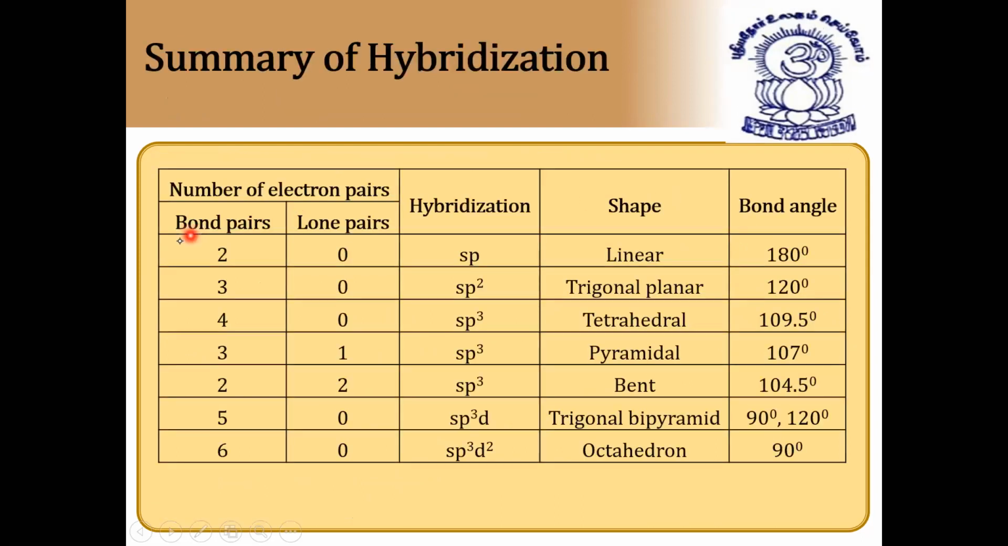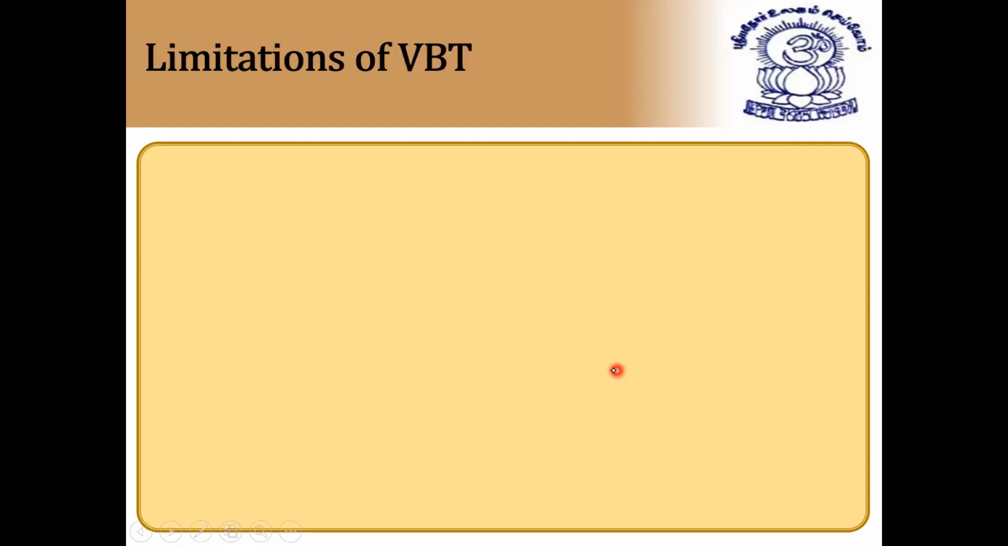Next, the summary of hybridization you can see here. Number of electron pairs: 2 bond pairs, sp hybridization. 3 bond pairs, sp2 hybridization. 4 bond pairs, sp3. 3 bond pairs and 1 lone pair, sp3, shape is pyramidal. Two bond pairs and two lone pairs, sp3, but shape is bent, for example water. Five bond pairs, sp3d. Six bond pairs, sp3d2, octahedron. So this is the summary of hybridization.